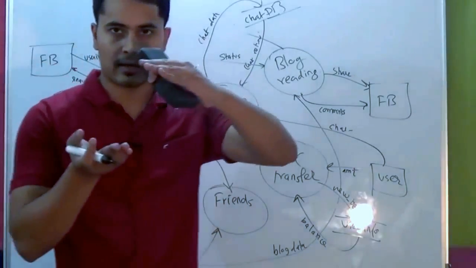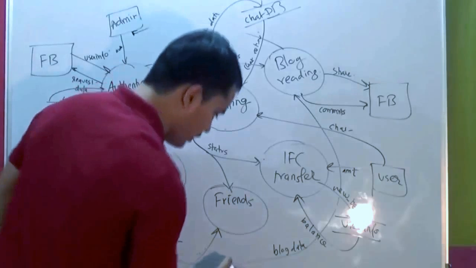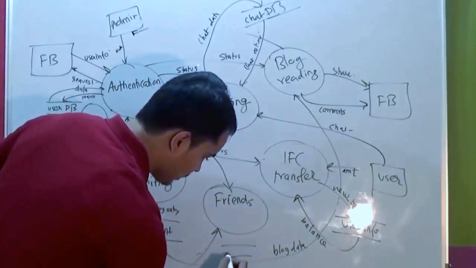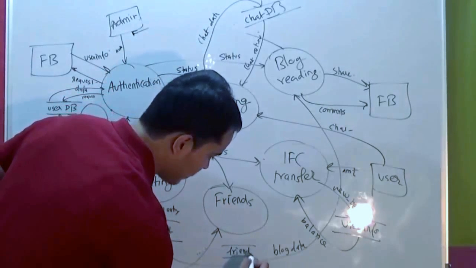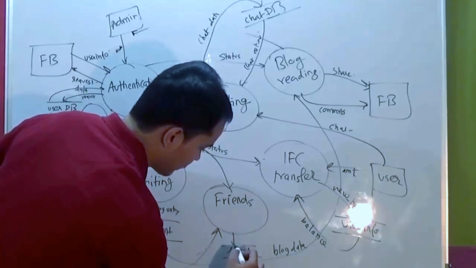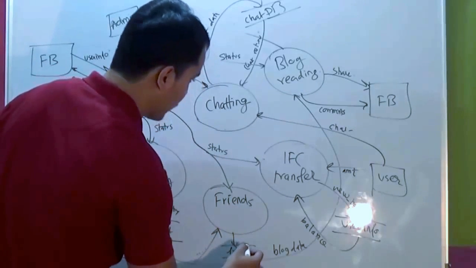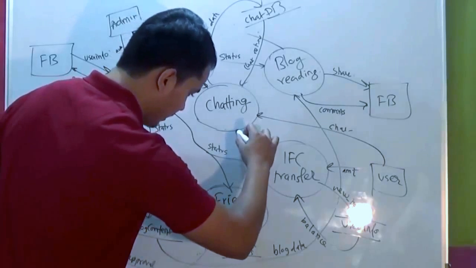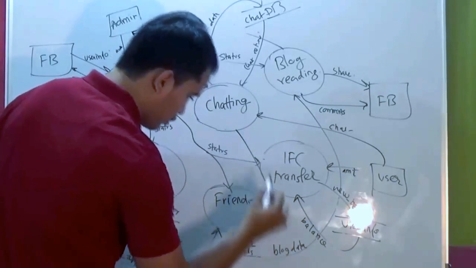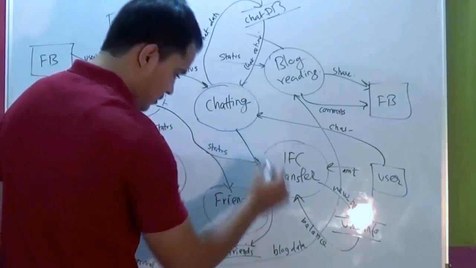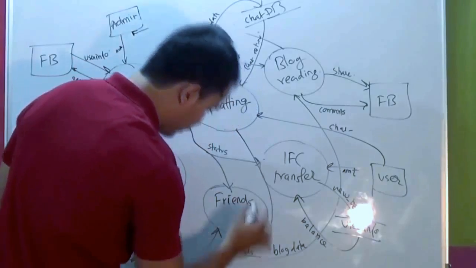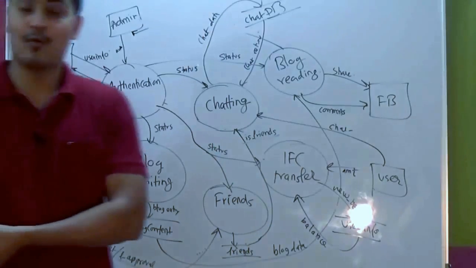That friendship data, the combination of friends, is also stored somewhere. Let's say a friends table, right? We also say this friends table is used by chatting. Only friends can chat, right? So it takes the data from this. So this is our level 1.